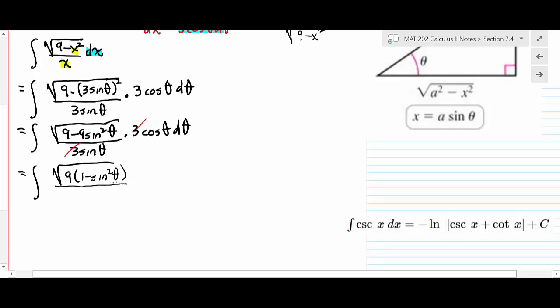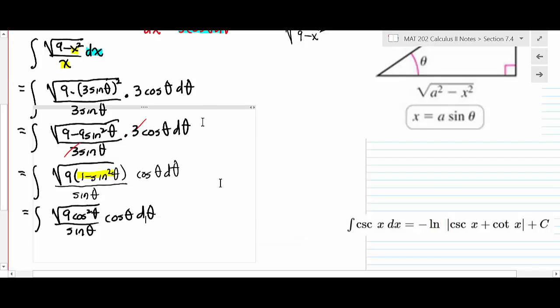Okay, and then this would be a sine theta, and that's a cosine theta d theta like that. So again, work with your identity on that. Change that to a cosine. So that will leave me with the integral of the square root of 9 cosine squared theta over sine theta and then cosine theta d theta like that. Okay, you guys follow me okay?